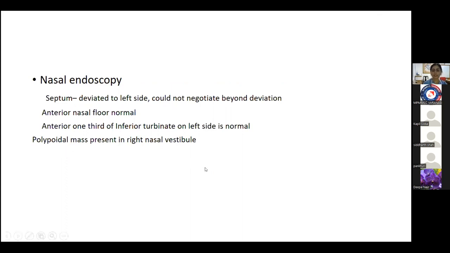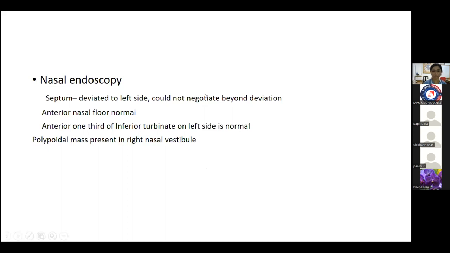Yes, sir. There was mild discharge, not purulent. There was whitish discharge present on the floor of the right side of the nasal cavity, which I suctioned out. And the mass was not very bright red, but it was pink in appearance.